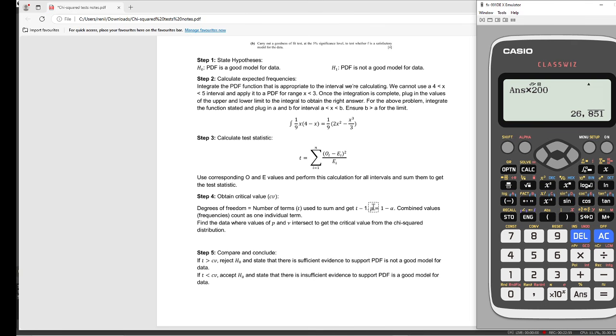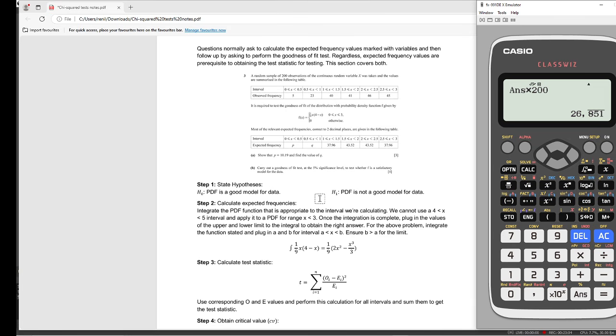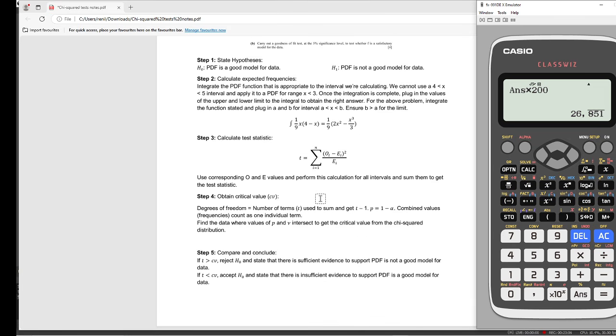So while getting the degrees of freedom, then we need to calculate the p-values, which is 1 minus alpha. In this case, alpha is 5%. Convert alpha to its decimal form, get p-values, find the intersect of the p and the degree of freedom, and you get your critical value.